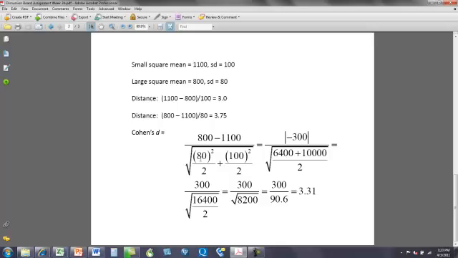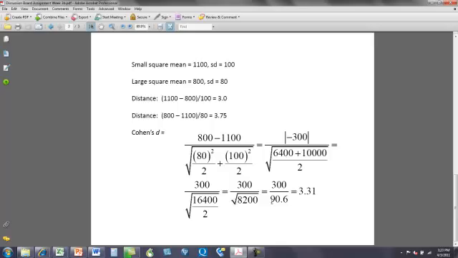So here's how you compute Cohen's d. The top part is easy, and here I show you the absolute value. We're not interested in any negative values. And all it is is the smaller standard deviation squared divided by 2, added to the larger standard deviation squared divided by 2, and then you take the square root of that value. And that's a pretty standard statistical procedure.